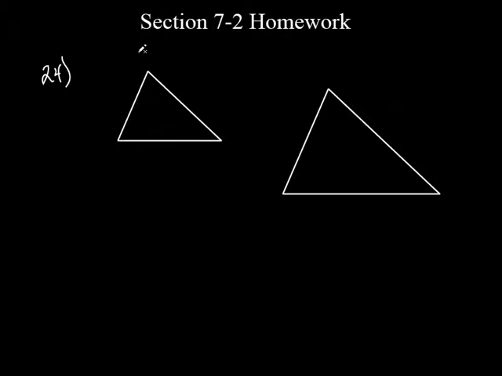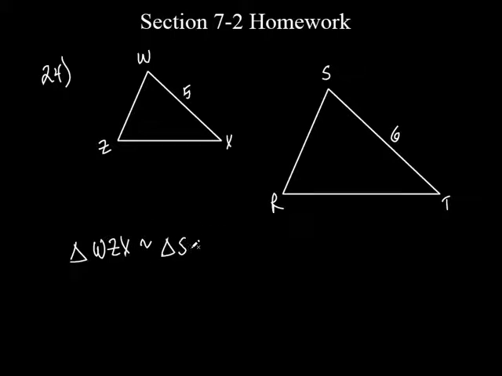Alright, and this is W, X, and Z. And this is S, R, and T. And then this is 5, and this is 6. Alright, and now an important thing that they tell you is this. They tell you the triangles and how they're similar to each other, because the information right here, there's no way you can tell which ones are corresponding to what. Okay, so they say WZX is similar to triangle SRT.